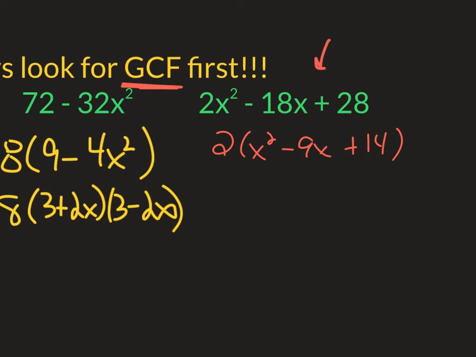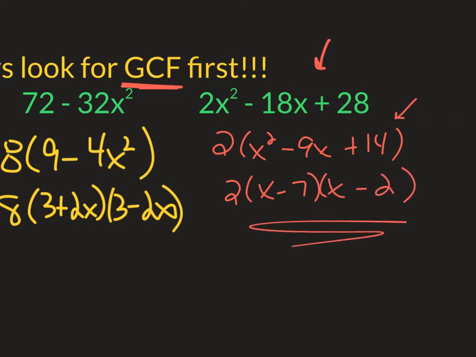All right, now we're back where we were yesterday. So I'm going to see if I can factor what's in here. And you can. I'm trying to think of 2 factors of 14 that would give me negative 9. And the first thing that pops in my mind is the right thing, which is 7 and 2. X minus 7, x minus 2. And that's as far as you can go.